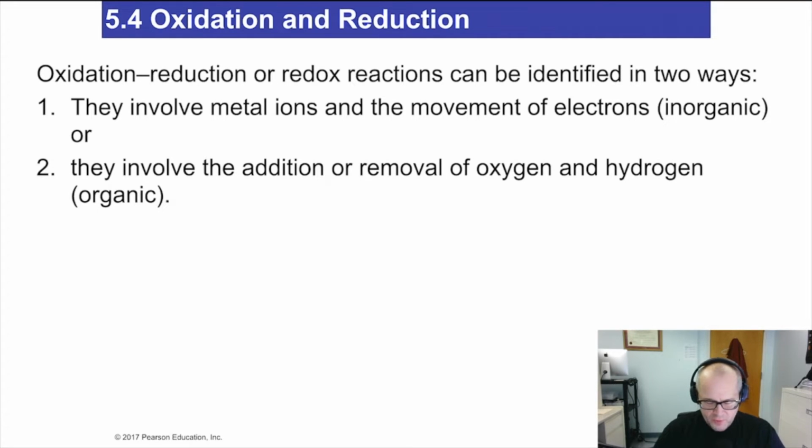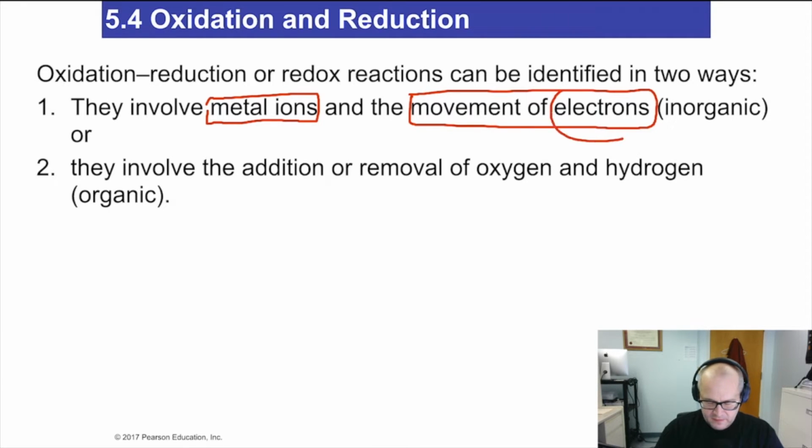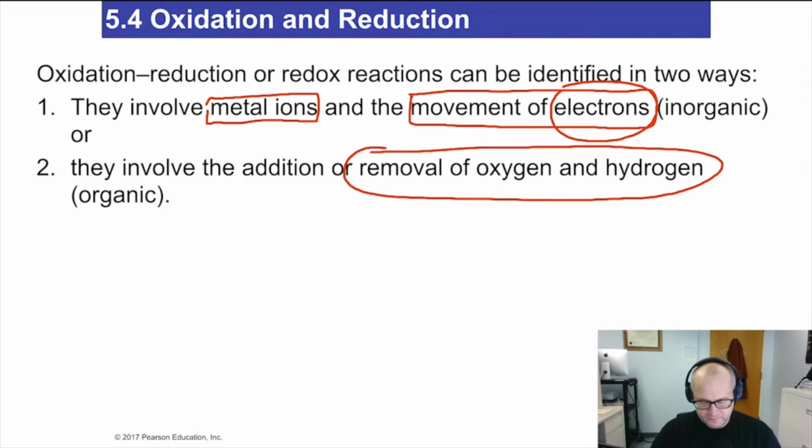Now, there are two ways to talk about oxidation and reduction. One involves metal ions and the movement of electrons. So metal ions and the movement of electrons is one way to define oxidation and reduction. Another way is the removal of oxygen and hydrogen. Okay? That's the organic way. So there's two ways to look at this.